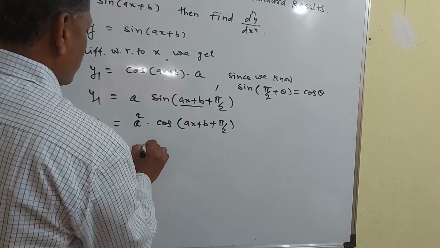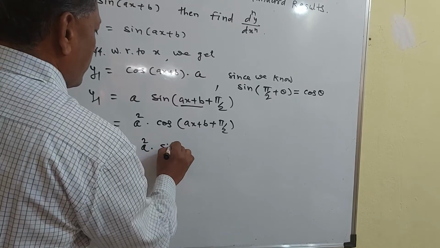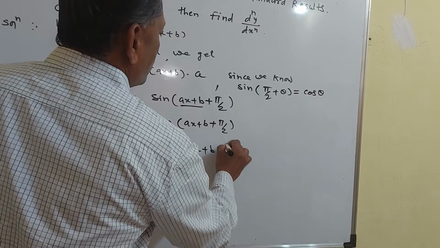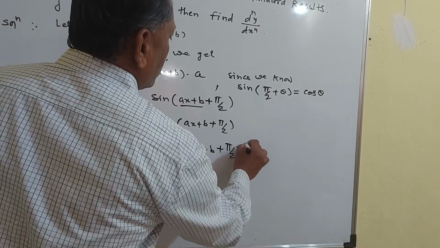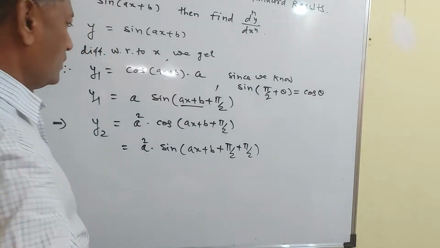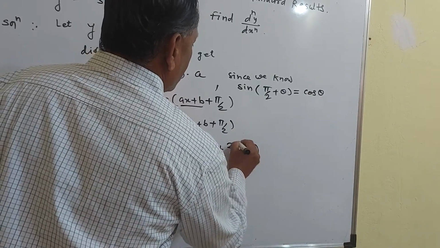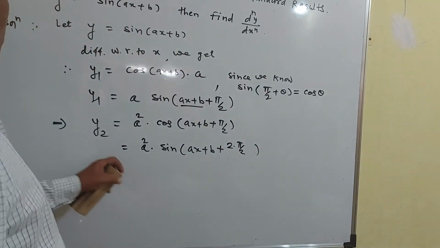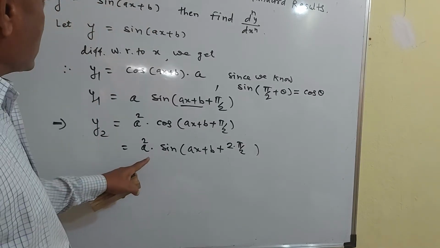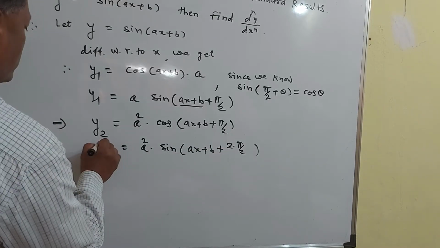Again using sine of (pi by 2 plus theta) is equal to cos theta, we get cos of (ax + b + pi by 2). So this can be written as a square into sine of (ax + b + pi by 2 + pi by 2), which means 2 into pi by 2. Therefore, the second derivative y2 is equal to a square into sine of (ax + b + 2 pi by 2).